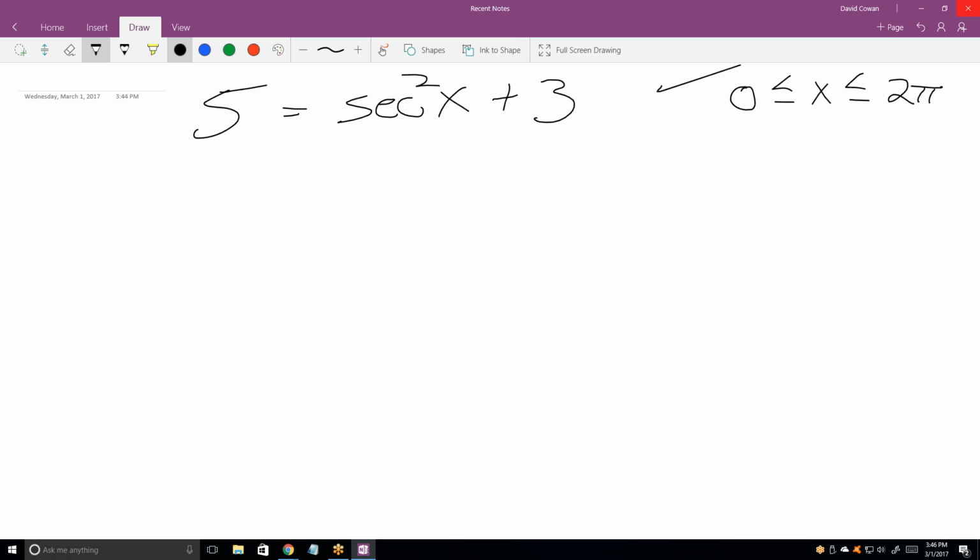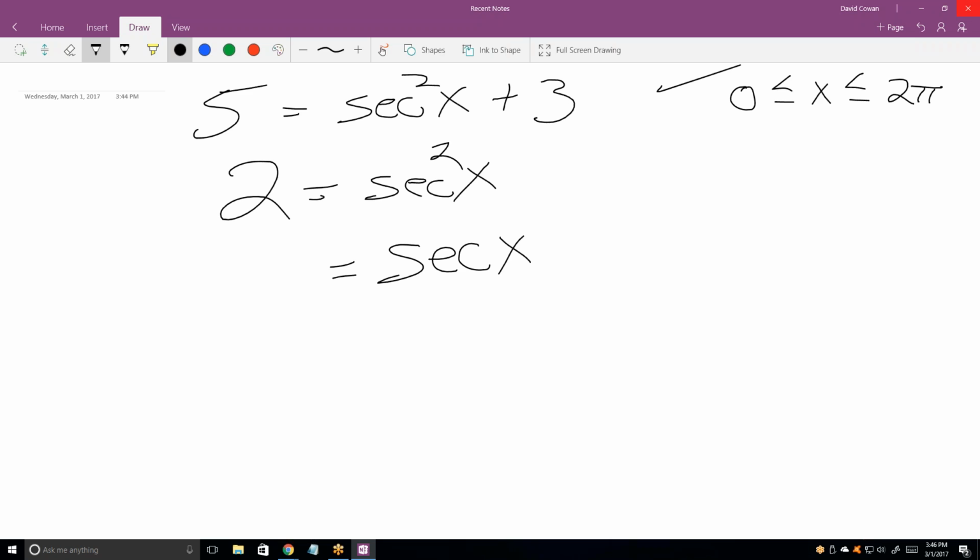Okay, what's the first step? Subtract 3 from both sides. Okay, so now I got this. Now what? Square root both sides. Okay, good. What's the left become? Root 2 over 1. It's plus or minus root 2. Oh, plus or minus root 2. Plus or minus is critical because that gives you two more quadrants as opposed to just plus.